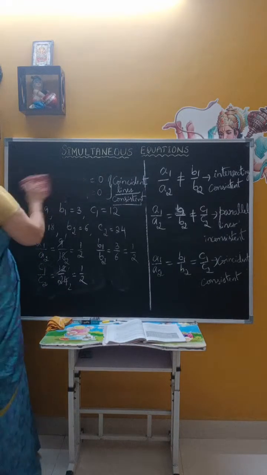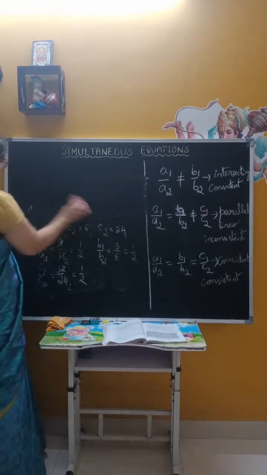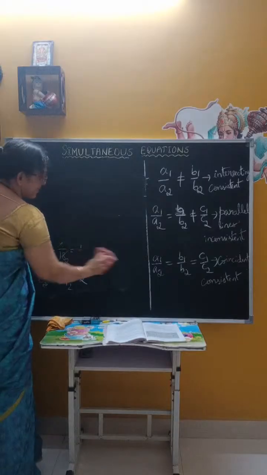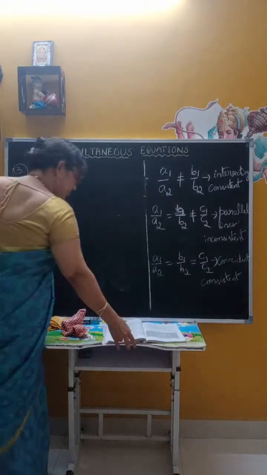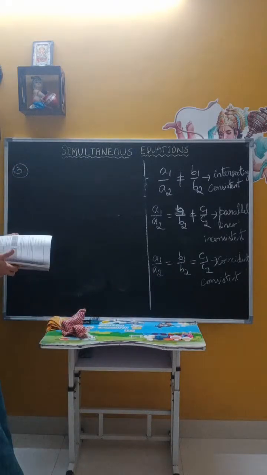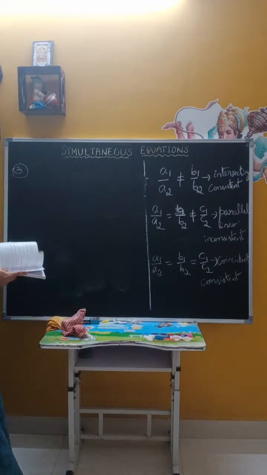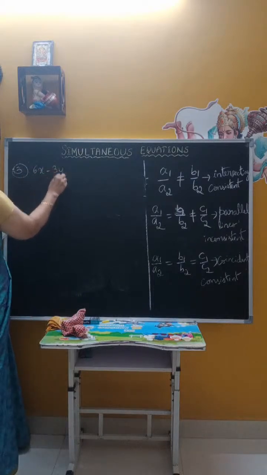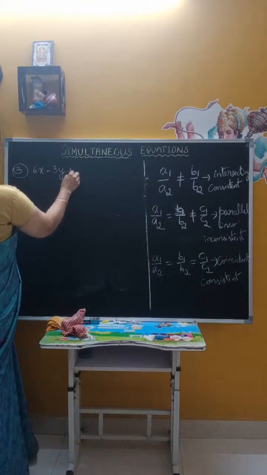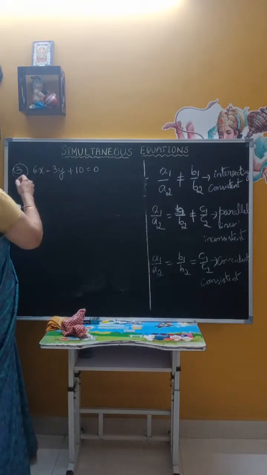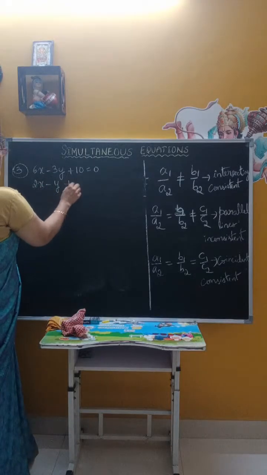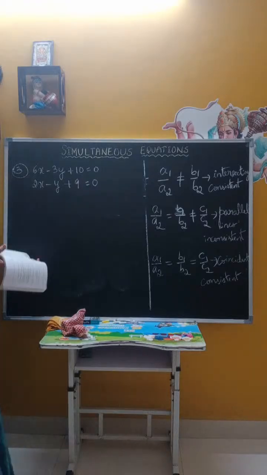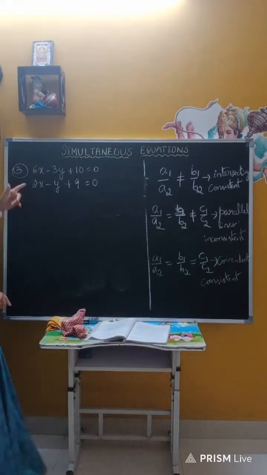Okay, now let us take third example. Example 3. 6x minus 3y plus 10 is equal to 0, and the second equation 2x minus y plus 9 is equal to 0. We have a pair of linear equations in two variables.